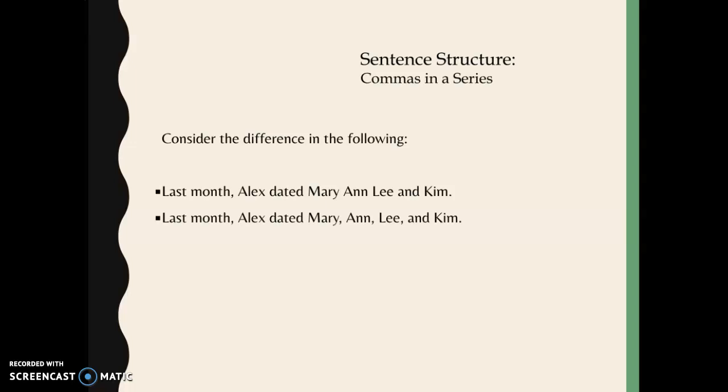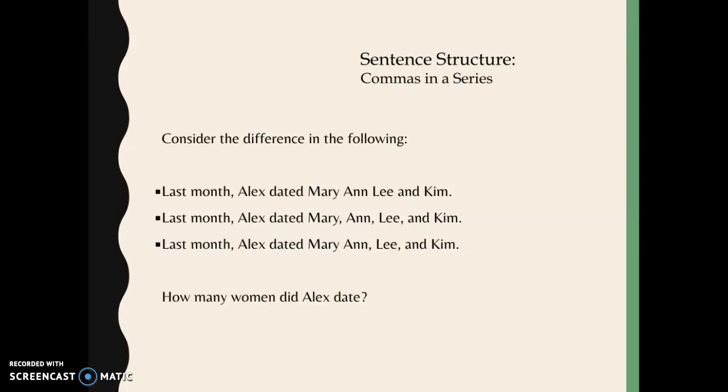Okay, let's look at the next one. Last month, Alex dated Mary, Ann, Lee, and Kim. How many did he date this time? And the last one. Last month, Alex dated Mary Ann, Lee, and Kim. So how many women did Alex date?